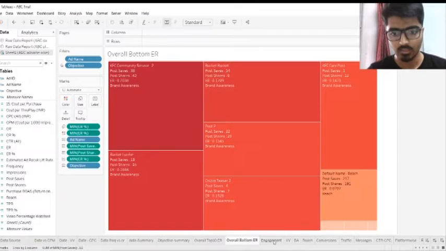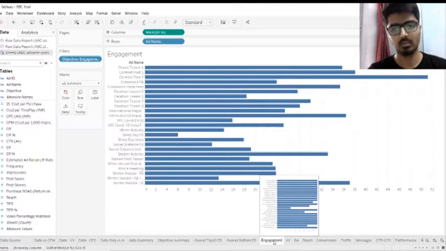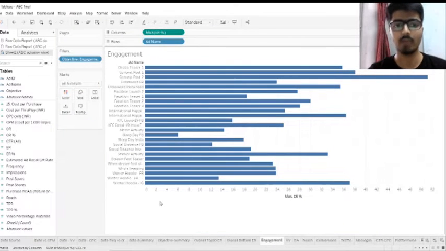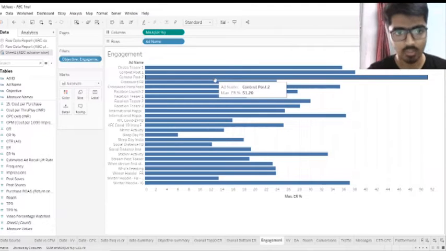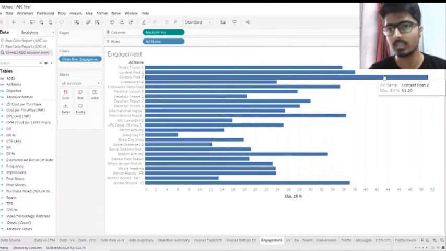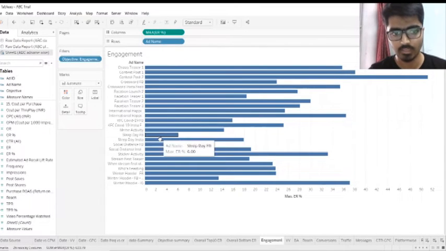Similarly, we have made graphs, but now instead of date we have ad names, and this is filtered by objective engagement. So we have ER as our KPI. So we can see contest post 2 was the highest ER, 51.2%, and the lowest one was sleep day FB with an ER of just 6%. And we can see maximum of them have crossed about 20% of ER, so that's a good plus.